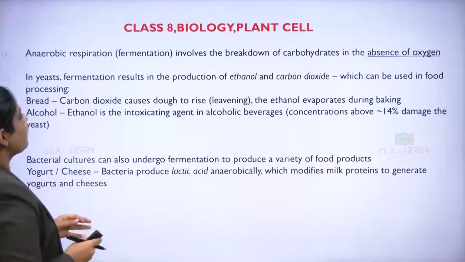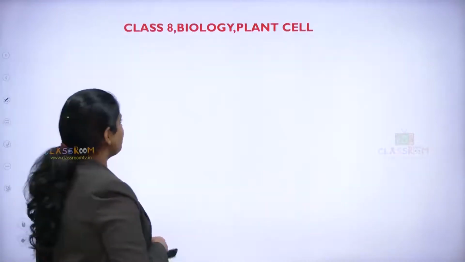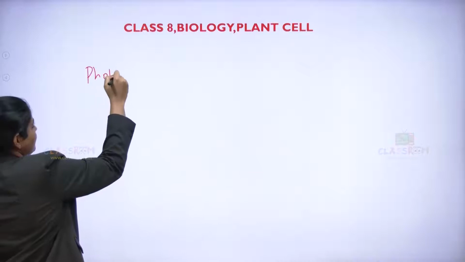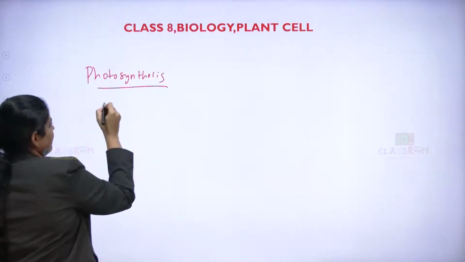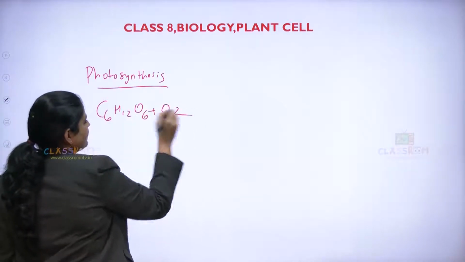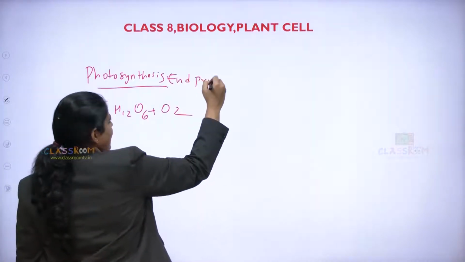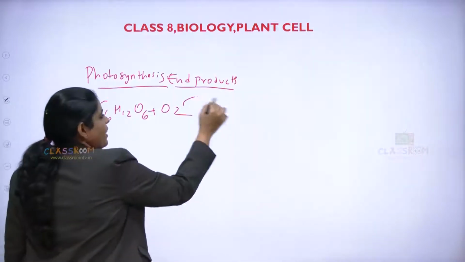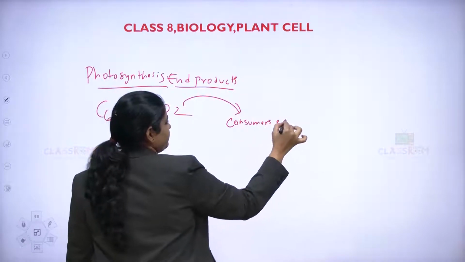Alright. Now, coming to anaerobic respiration. Before I talk about this, let me tell you this process. So, at the end of photosynthesis, what did we have? We had C6H12O6 plus oxygen as the end products, right? These are photosynthesis end products. So, what happens to this is when consumers eat.